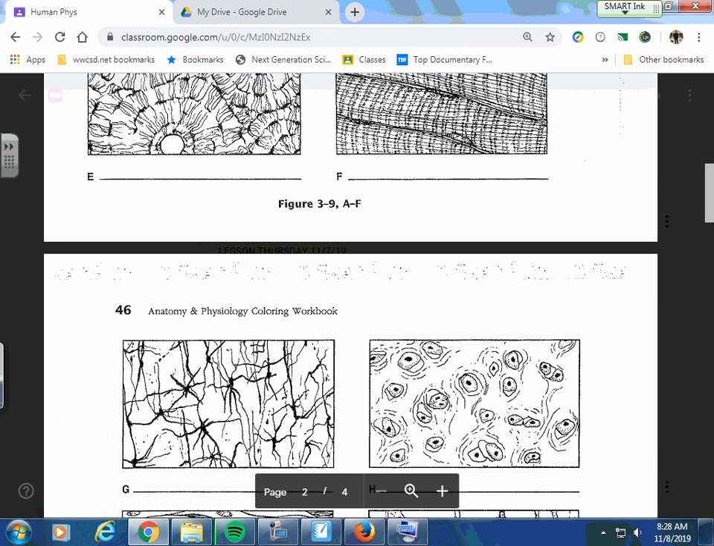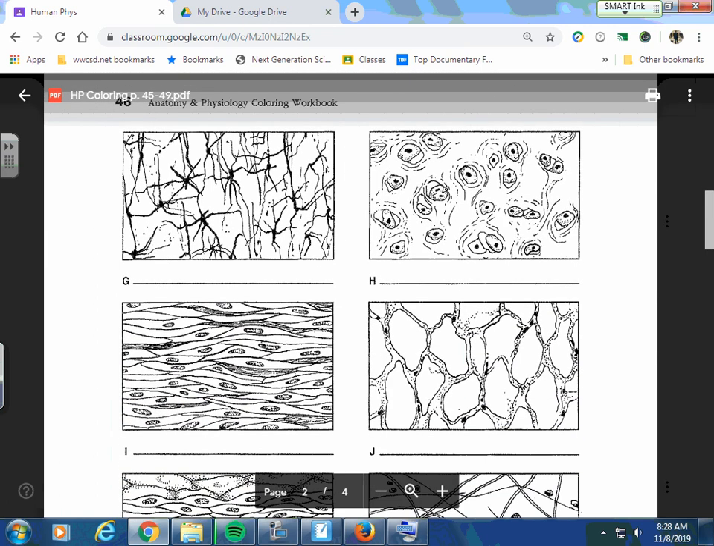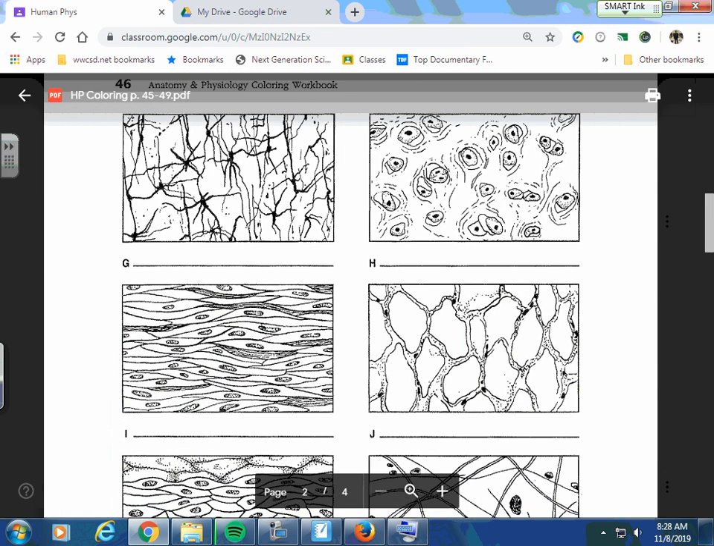And then we have letter G. And what these are, these cells that kind of branch out, with long extensions on them. This is actually going to be neural tissue, or nervous. All right. Letter H is a type of connective tissue. So we could color in all that matrix around these cells.